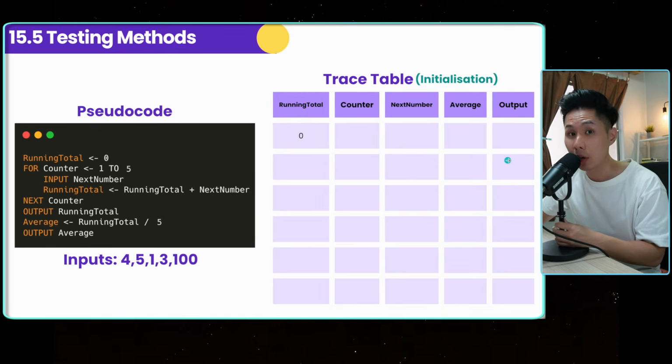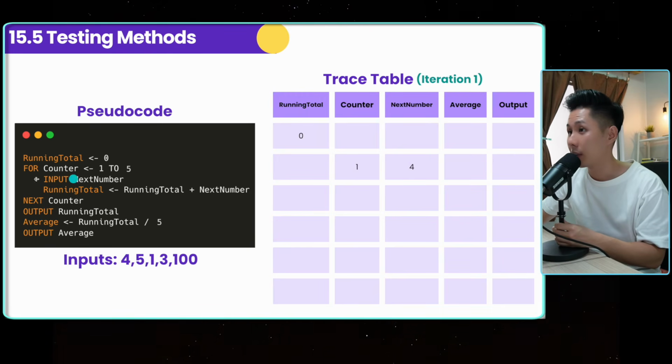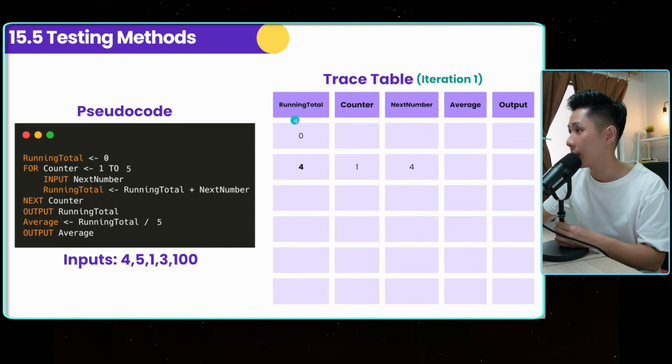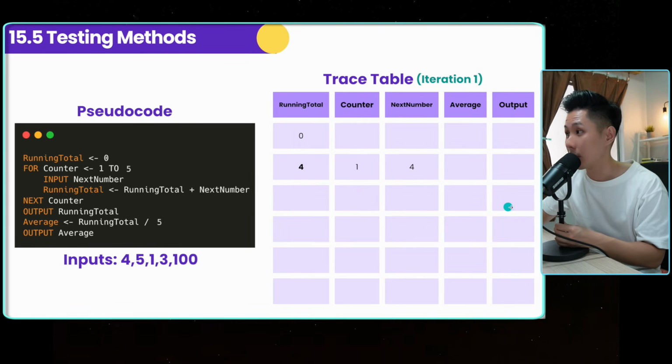So let's go through the code line by line. First line, for counter 1 to 5. So initially counter is initialized as 1. And next number, by the way, this is our inputs. The first one that we're going to input into the program is 4. And the next line of code, running total equal to running total plus next number. Alright? So you can see that 0 plus 4 is equal to 4. So I'm actually updating the running total variable here.